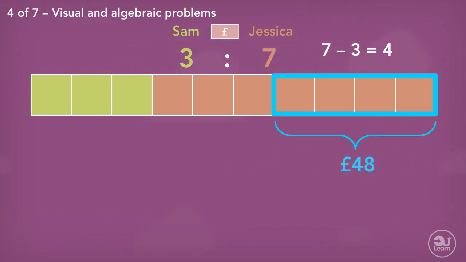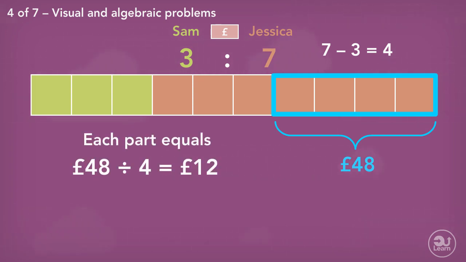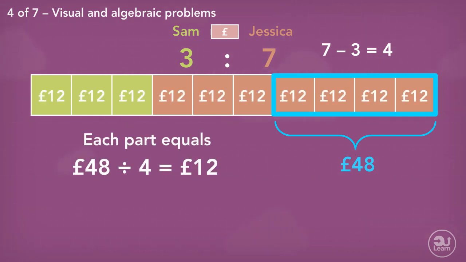We can now find out what one part is by dividing 48 by 4, which gives us £12. Great, now we know what one part is worth. The rest of the question is straightforward. From here, we can find out how much money Sam has by multiplying 3 by 12, which gives us £36.